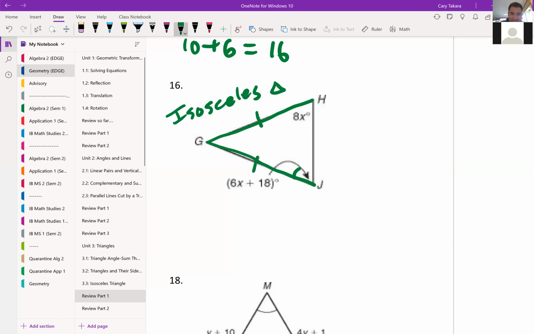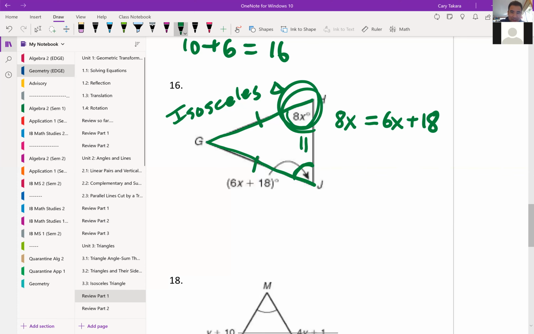In other words, this one is an isosceles triangle on the side, isn't it? It's tipped. So these are the bottom angles. They are equal to each other. You get that? So your equation will be 8x will be equal to 6x plus 18. Does that make sense?